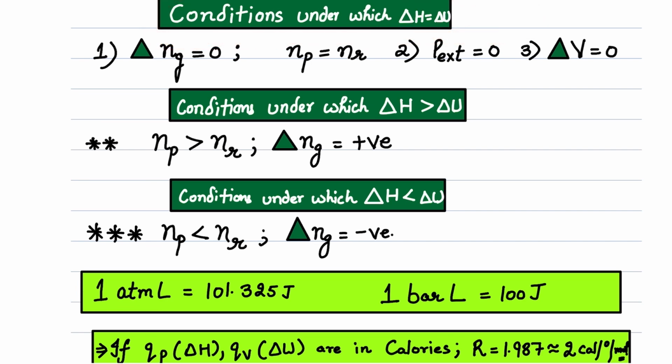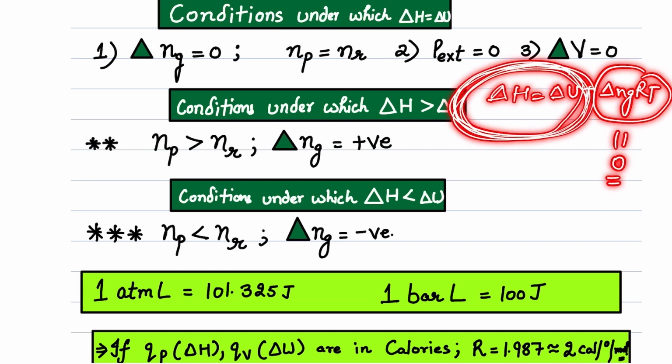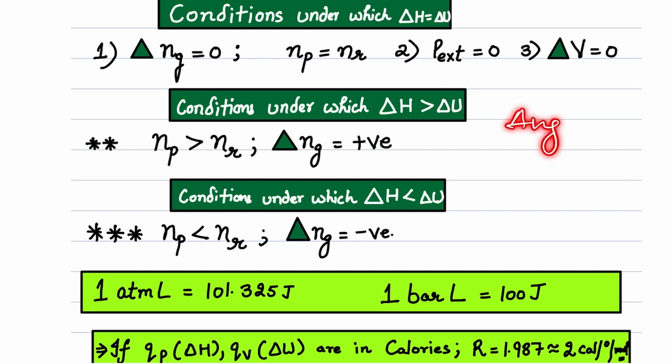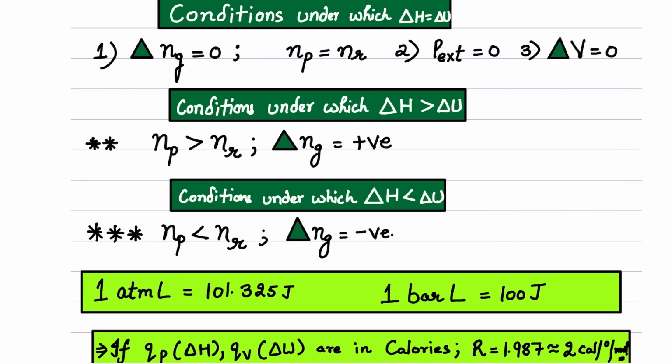Now let us consider the conditions under which our delta H can be equal to delta U. We know that delta H is equal to delta U plus delta NgRT. Now for delta H to be equal to delta U, this delta NgRT should be equal to 0. Now how can this term be equal to 0? Let us understand this. First, delta Ng is equal to Np minus Nr. That means if both the moles of product and reactant are the same, our delta Ng will be equal to 0. So delta NgRT term will be equal to 0. So naturally we are only left with delta U is equal to delta H.